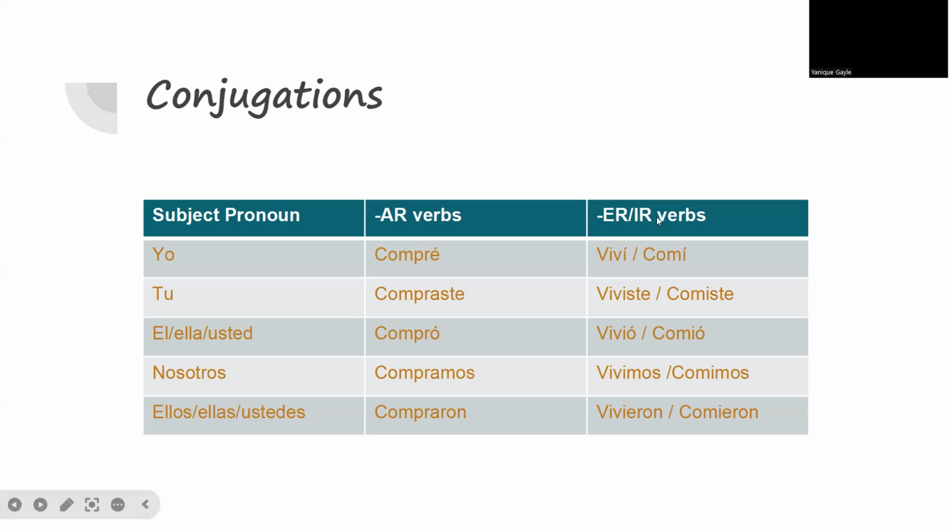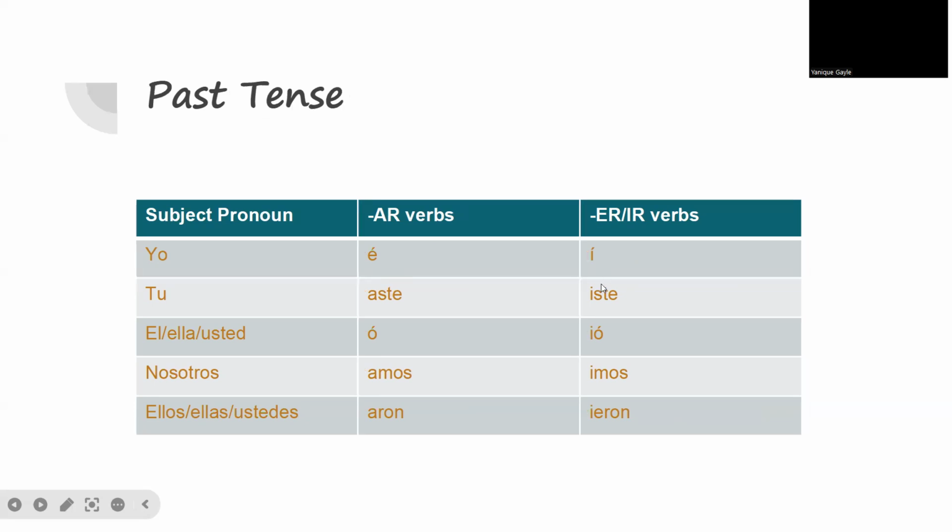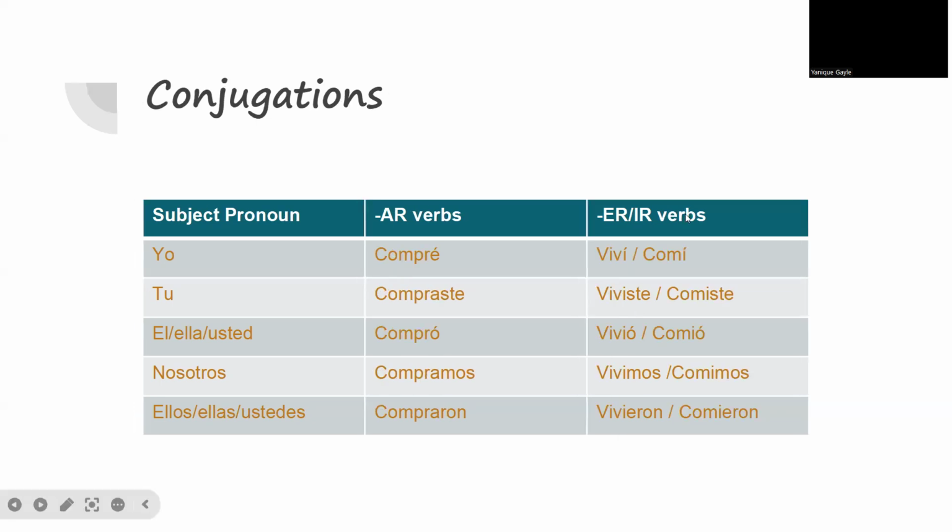Now for ER and IR verbs, we check the endings and we just take off the IR and we add the endings. So for example, the verb vivir ends in IR, we take off the IR and it becomes yo viví. Tú viviste, él, ella, usted vivió. Nosotros vivimos, ellos, ellas, ustedes vivieron. Then we have comer. This verb ends in ER. So we say yo comí. And comer means to eat. Vivir means to live. Okay?